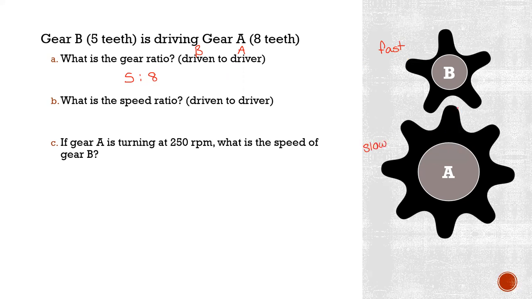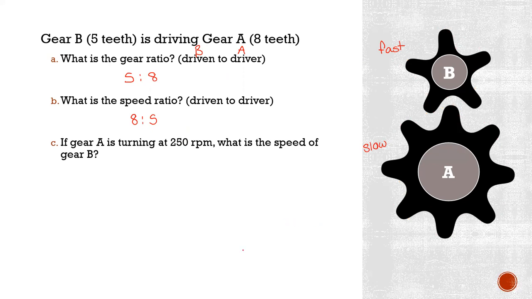And that's because for every one tooth that this gear moves, it'll go 8 teeth going all the way around. This gear only has 5 teeth, so for every one turn of gear A, gear B is going to go about 1.5 times. So it's moving much faster than the other one. So our speed ratio, instead of being 5 to 8, is going to be 8 to 5. And we can prove that if we want by doing some reduction with part C.